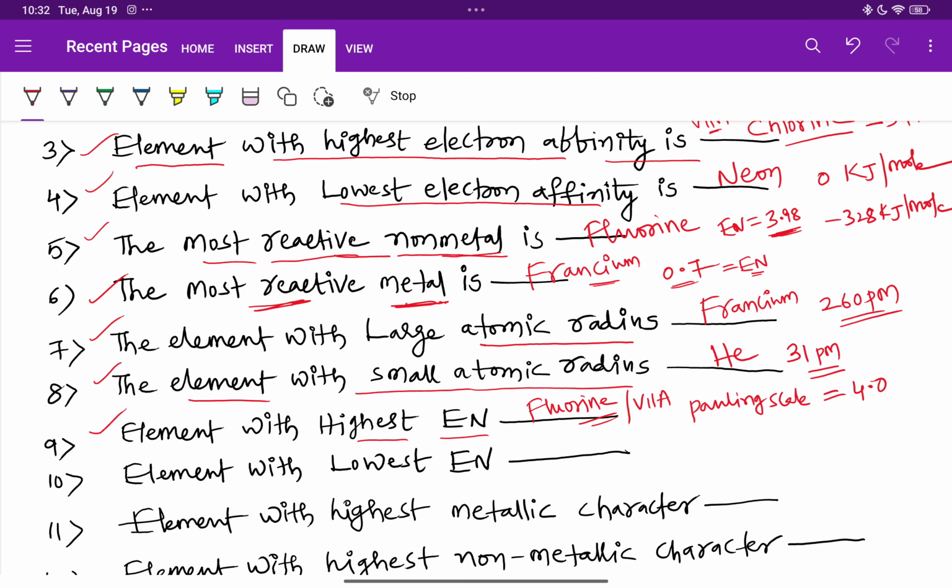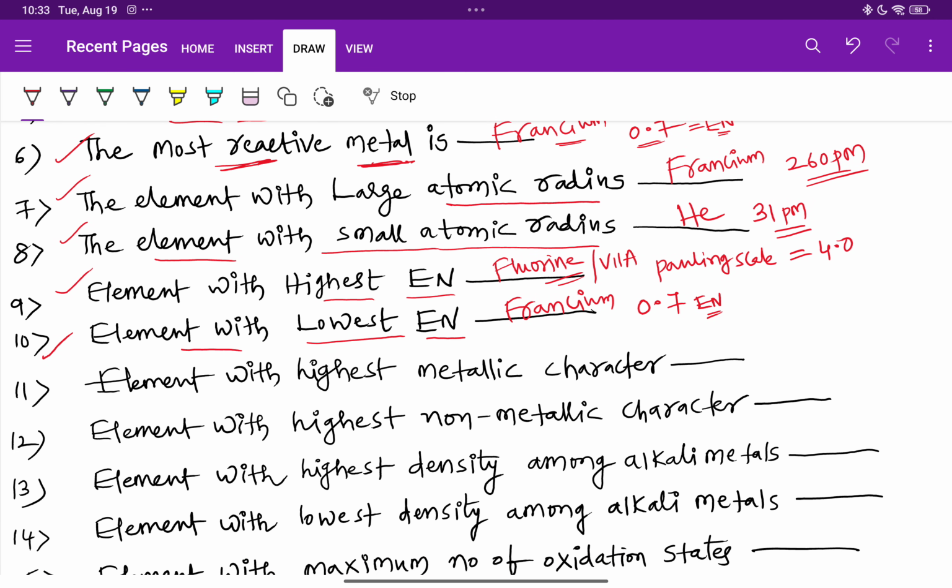Then element with the lowest electronegativity, 10th question. Again francium, element with the lowest electronegativity. Metals have the lowest electronegativities. Then the metal with the lowest electronegativity, that is francium, very important. And here the value is 0.7. Electronegativity is 0.7 according to the Pauling scale.